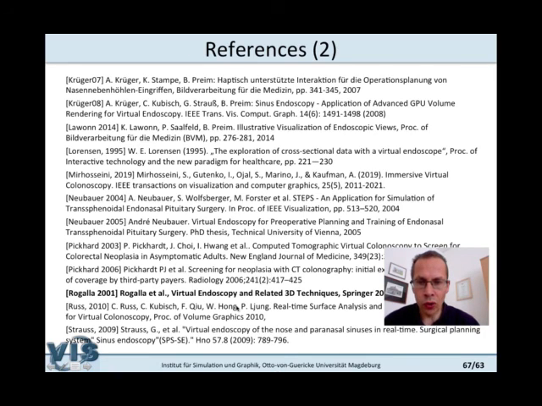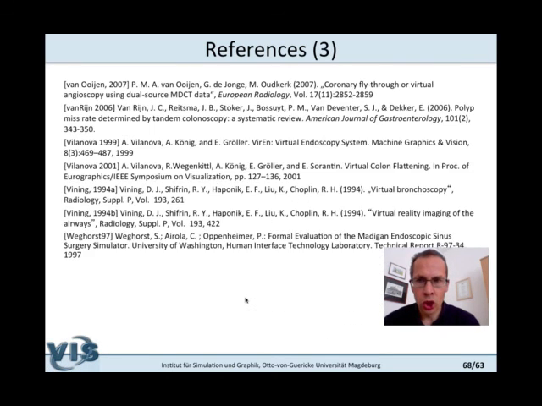I mentioned this book so often on virtual endoscopy and related 3D techniques from Rogalla and colleagues. That's a team from Berlin that appeared in Springer. And maybe I haven't highlighted it, but I should add it to my comments at least. This work from Peter van Ooyen and Oudkerk from the Netherlands, coronary fly-through or virtual angioscopy using dual source MDCT data, is quite influential for the idea of using virtual endoscopy inside vascular structures and in particular inside the coronary arteries.